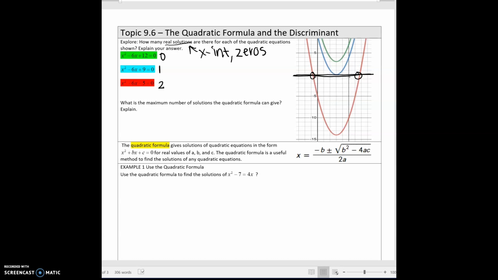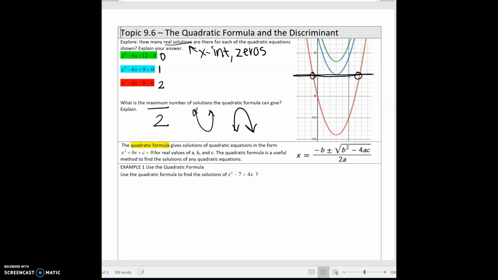And then if we think in general of quadratics, we have a U shape. So we're only going to touch the x-axis a maximum of 2 times. So max is 2 because it's always this shape or this shape.